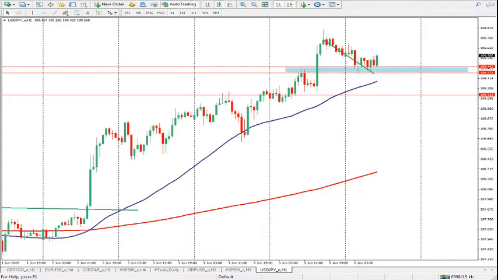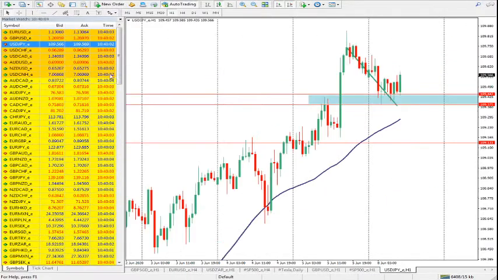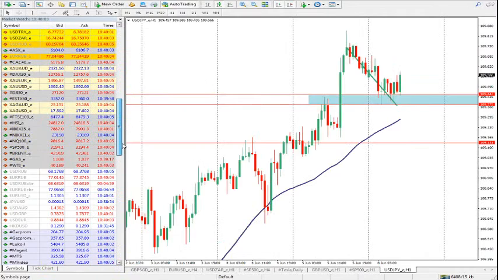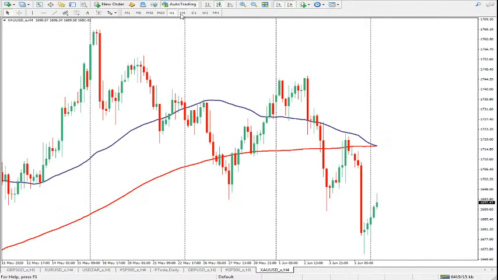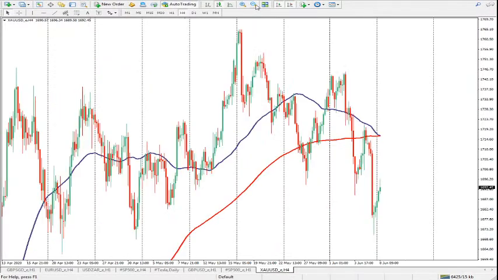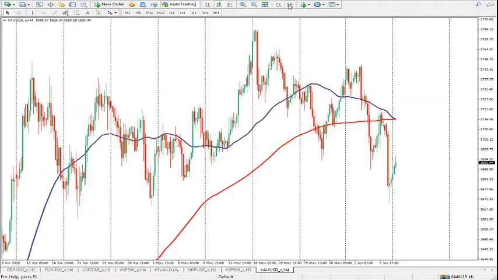So the next symbol we look at is gold. Gold continued to the low side last week. There's this massive move to the low side. This is perfectly in line with what I said previously. This is just but a retracement.